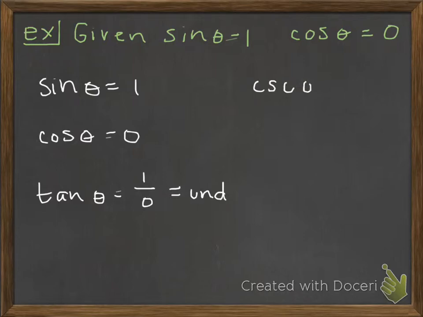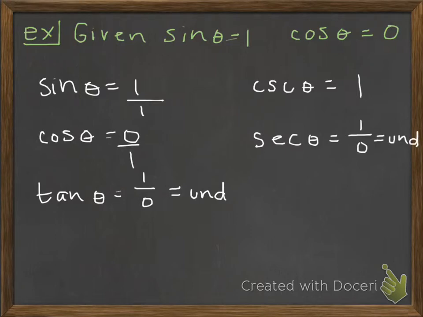Cosecant is the reciprocal of sine. So if I go back over here, any number can be written over 1. If it doesn't appear as a fraction, you can make it look like a fraction. So sine is 1, which came from a 1 over 1, so cosecant is still going to be 1. Secant, however, is the reciprocal of cosine. Cosine is 0 over 1, so 0 over 1 is 0. Notice 1 over 0 is undefined. It's the placement of the 0. So when I take the reciprocal of the 0 over 1, I get 1 over 0, which is undefined.